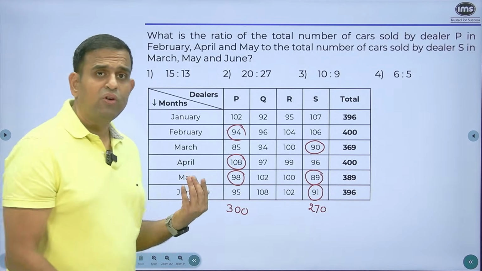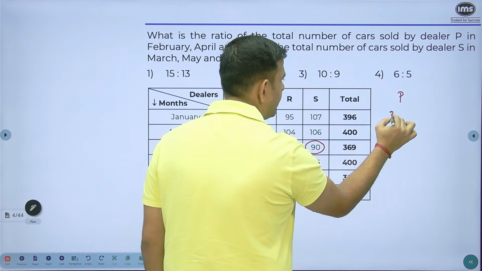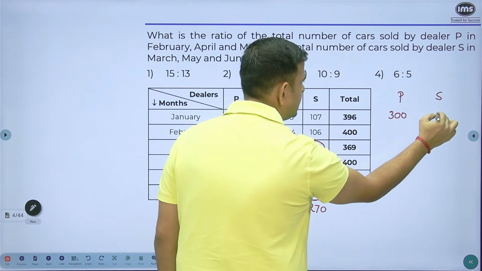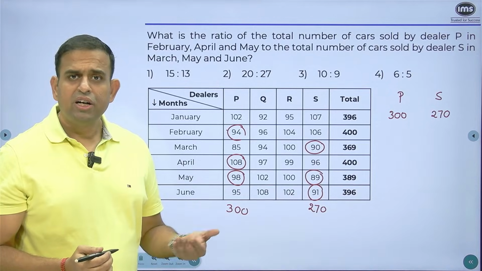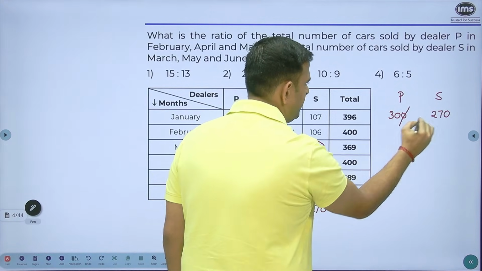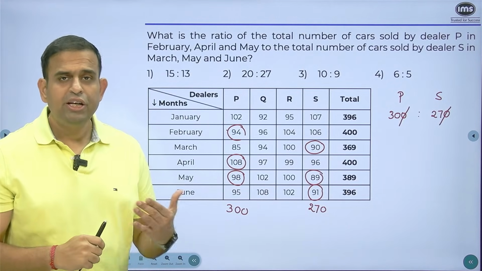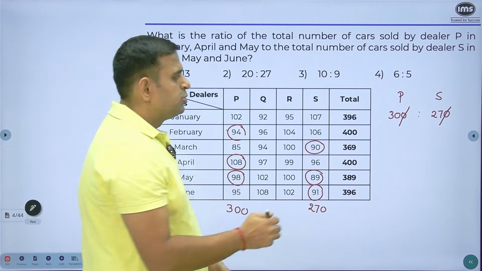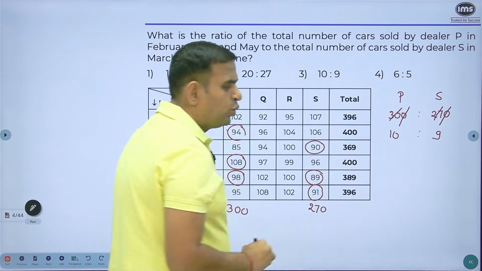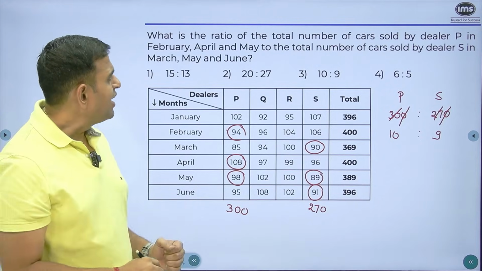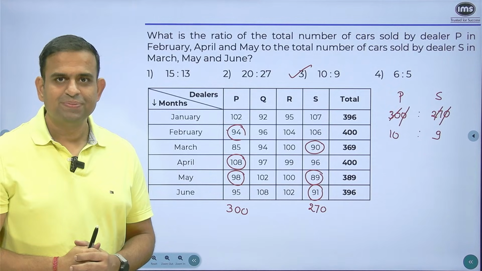So the total number of cars sold by dealer P in those mentioned 3 months is 300, whereas for dealer S, the same number happens to be 270. As you can clearly see, both the numbers are divisible by 10. We are supposed to find out the ratio. If I look at the number 30 and 27, each of them are divisible by the number 3. So 3 times 10, 3 times 9. So the required ratio over here must be a 10:9, and that simply means option number 3 must be the answer for this particular question.